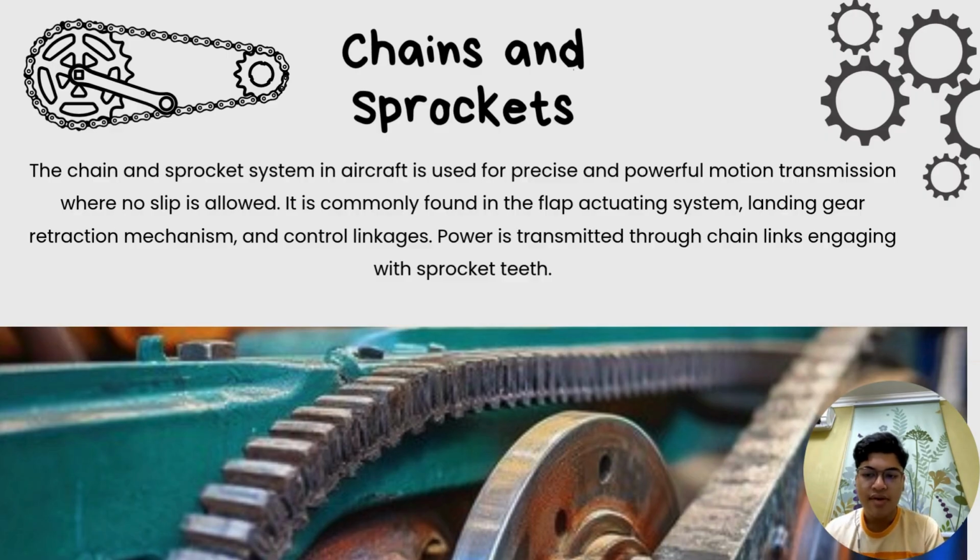Okay, let's start with the chains and sprockets system. This system is used in aircraft for precise and powerful motion transmission, especially when no slip is allowed. It works by engaging chain links with sprocket teeth so that the motion and power are transferred accurately. In simple terms, it's like how a bicycle chain turns the wheels, but in aircraft, it is used in critical components such as flap actuation systems, landing gear retraction, and control linkages. Because these parts require accurate movement, the chain system is very reliable.